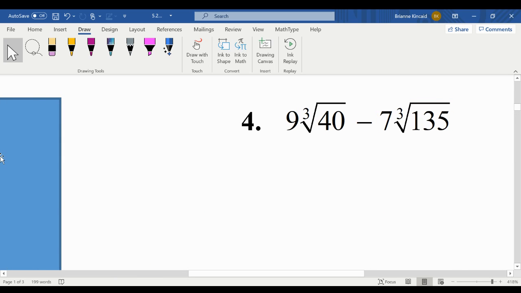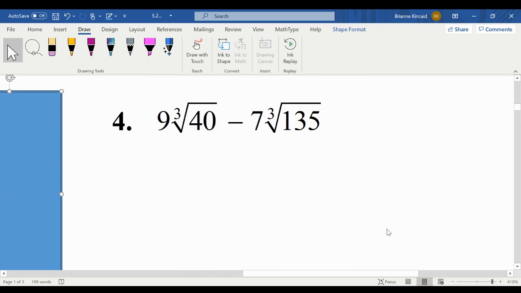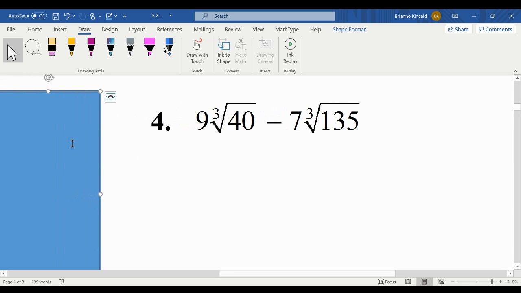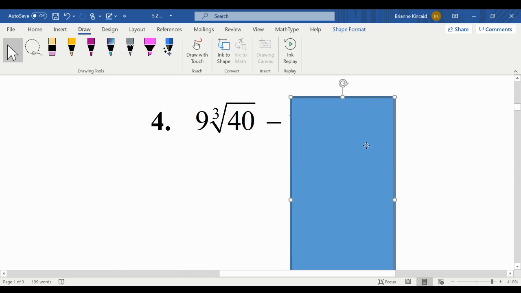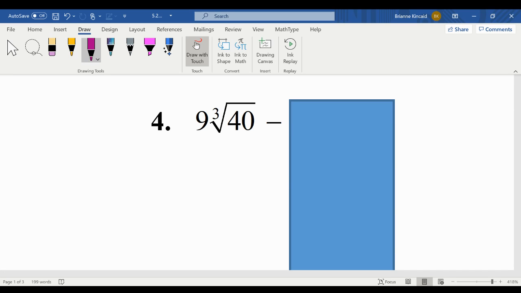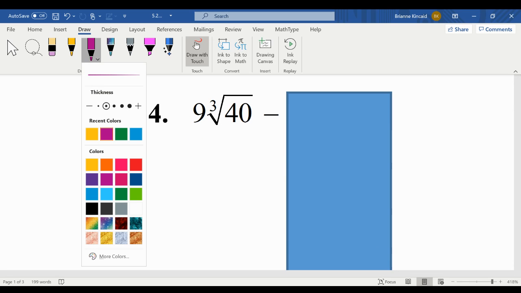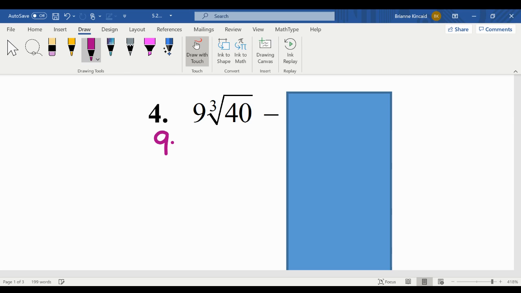Okay, we're going to follow this same idea for problem 4. When I look at this, I have the cube root of 40 and the cube root of 135. Once again, we're going to cover up the right side of our equation, and we're going to focus on just simplifying each side before we combine it as a whole. If I look at 40, the biggest perfect cube that goes into 40 is 8. So I have a 9 being multiplied on the outside. That's 9 times the cube root of 8 times the cube root of 5. And then I have a minus after.